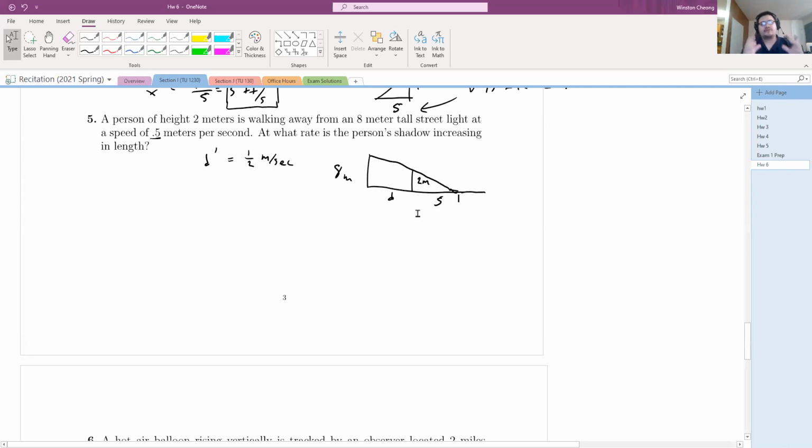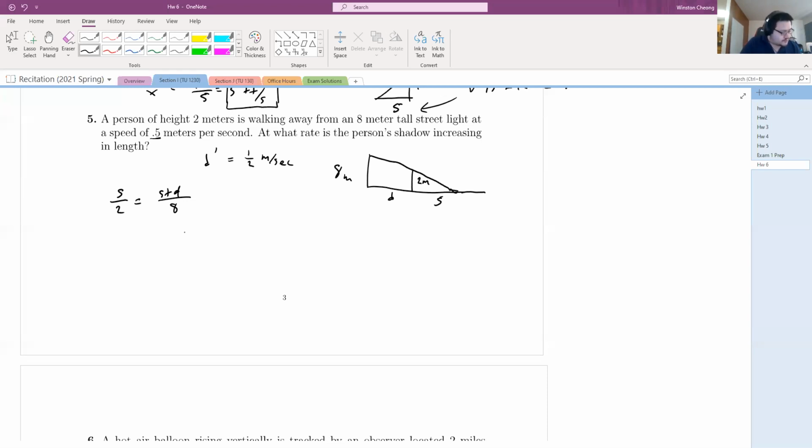And what we'll do is set up a proportion that relates things. So I'll say that s over 2 is equal to s plus d over 8. Okay. So we know that is true just by similar triangles: s over 2 equals s plus d over 8. So this holds true by geometry, and it's going to hold true regardless of what snapshot in time we're considering.